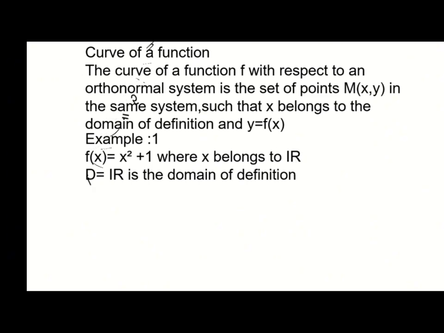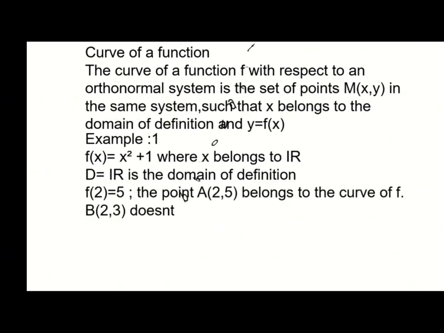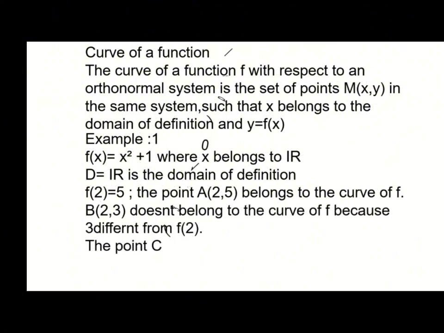Here in this case, the domain of definition is R. Okay. F of 2, how to calculate f of 2? We have to substitute x by 2. F of 2 equals 5. It means x equals 2 and y equals 5. y is f of x. Okay? Then if x equals 2, y equals 5. We have a point A(2, 5). This point belongs to the curve of f.